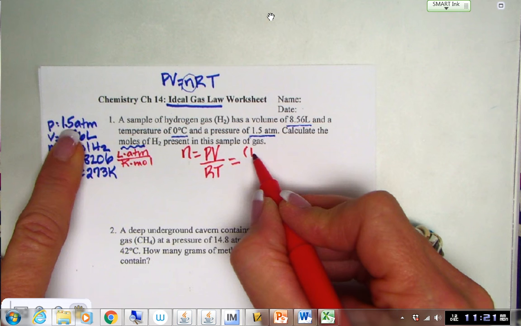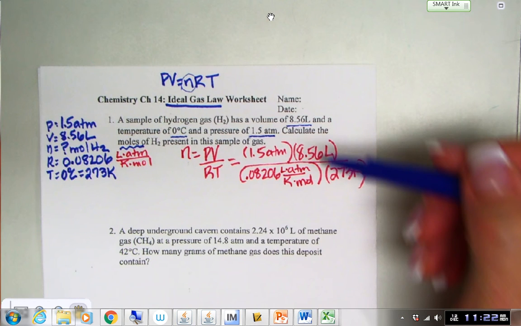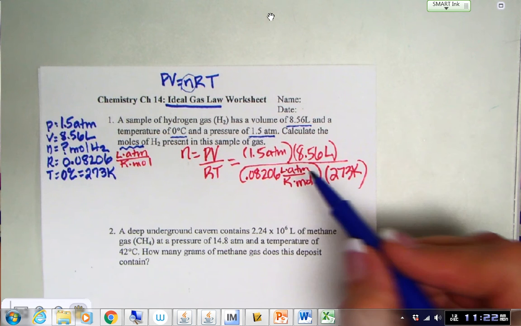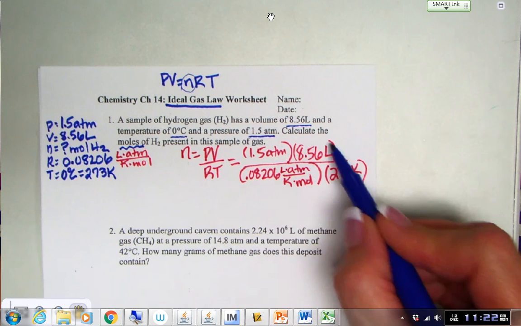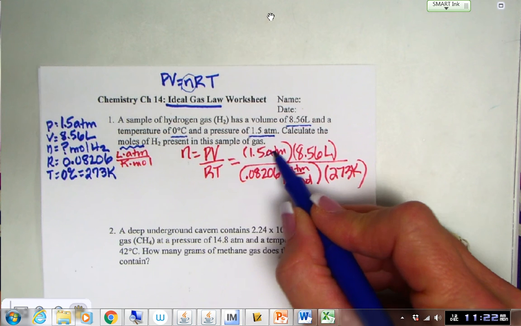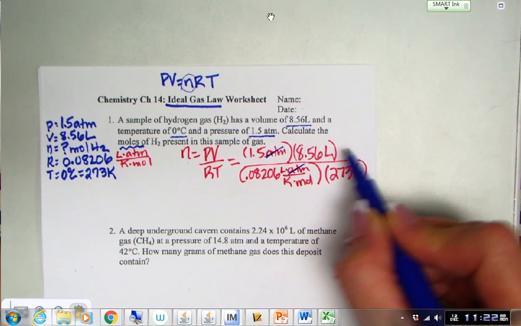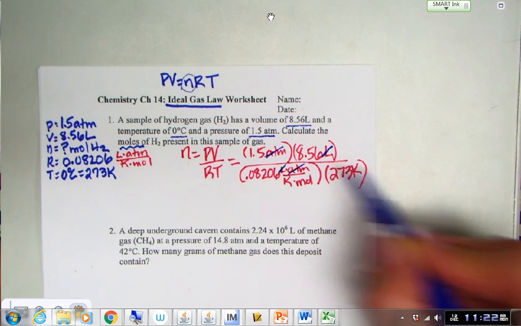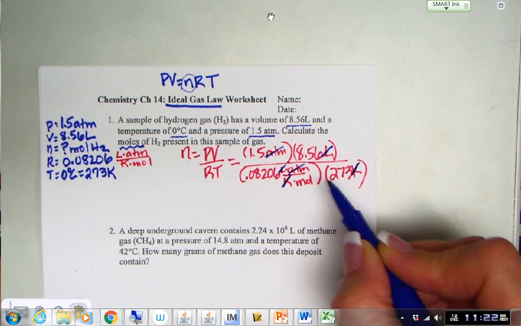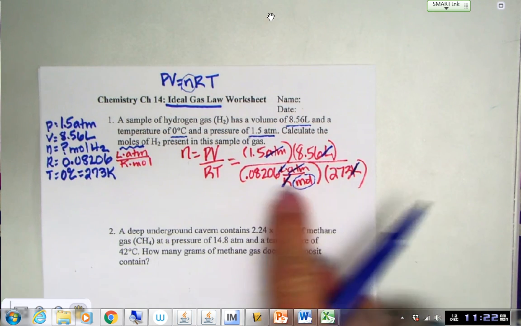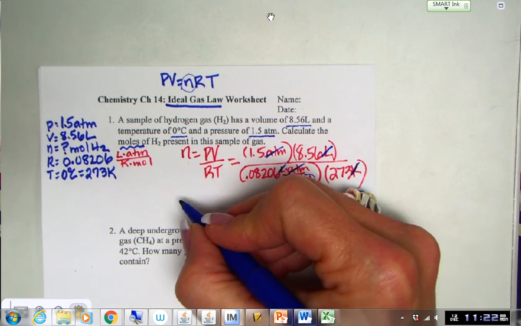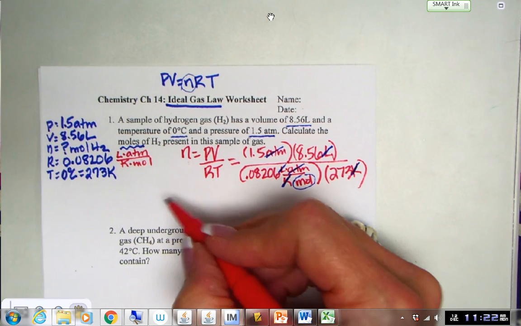I'm going to plug straight into the formula. Pressure is 1.5 atmospheres. The volume is 8.56 liters. I'm going to include the units every time as I plug in, but for this first example, I want to do so just to reinforce the reason that our units have to be specific for this gas law. Notice atmospheres cancels with atmospheres. Liters cancels with liters. Kelvin divides out with Kelvin, and you're left with moles. And moles is what you were solving for. So you know you set your problem up correctly if your units are all jiving.